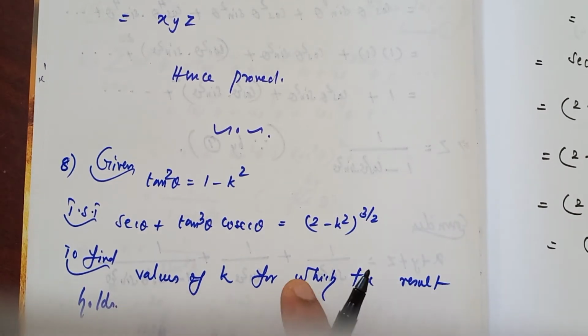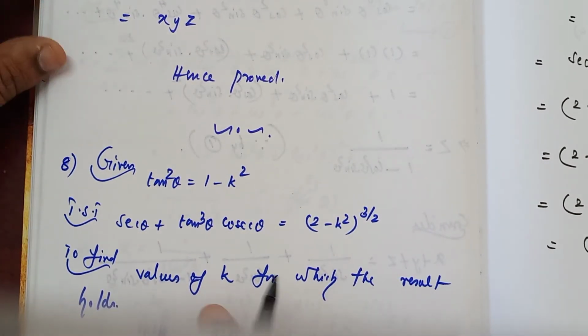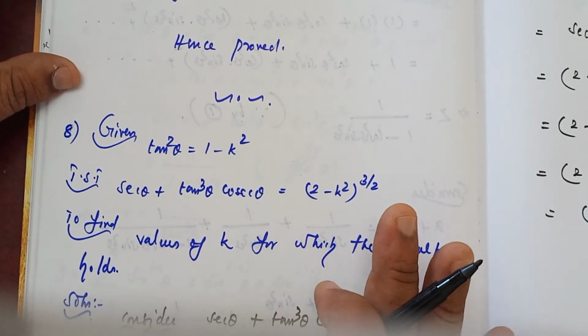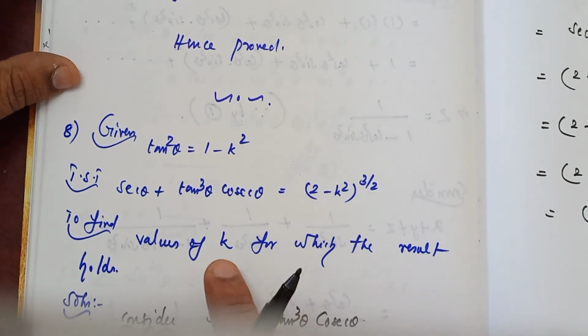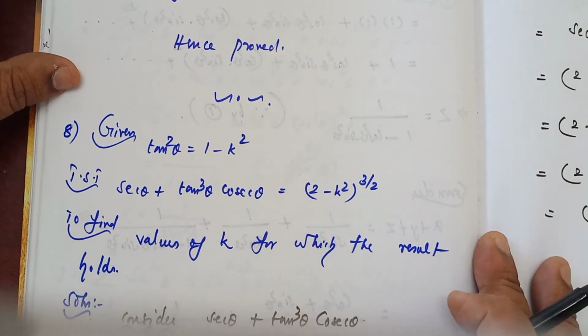Now we have to find out the values of k for which the result holds. The result is true. We have to find the values of k. How to find?